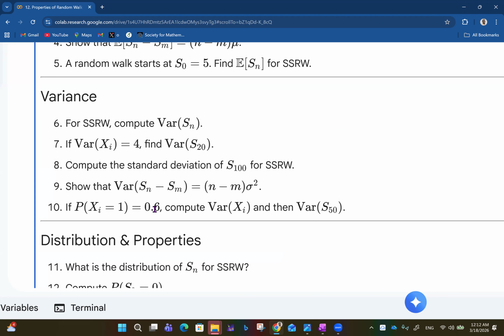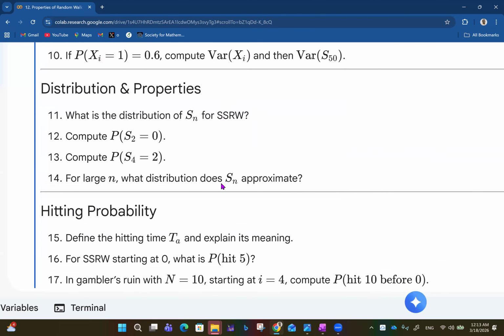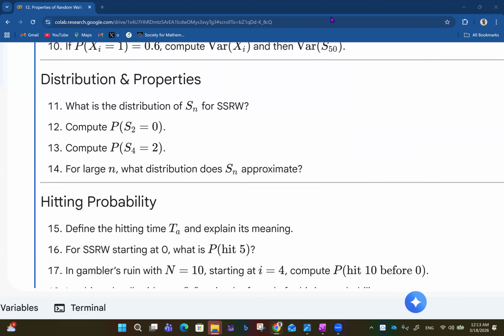Then probability 0.6 and variance xi and then S50. So basically, we just need to use the same thing. So variance S50 is n sigma squared. Compute variance xi, so variance xi would have to be 0.6 n. Now that n is 50, so we have, what am I saying here? Probability of xi is 0.5. So variance of xi, just use the formula you get, and you compute distribution and properties and all the rest. So try your hands on this as much as possible.